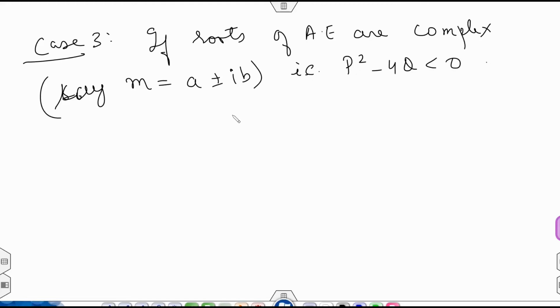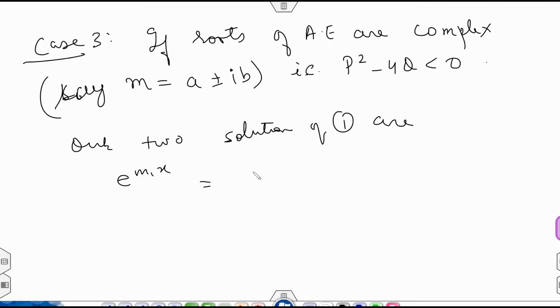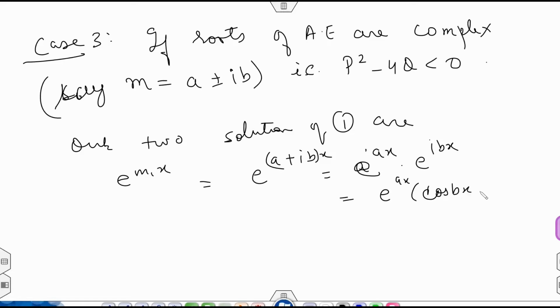Then what you are getting, the two solutions of the differential equation 1, are e to the power m1x, that is e to the power (a plus ib)x, that is equal to e to the power ax into e to the power ibx, that is equal to e to the power ax (cos bx plus i sin bx).